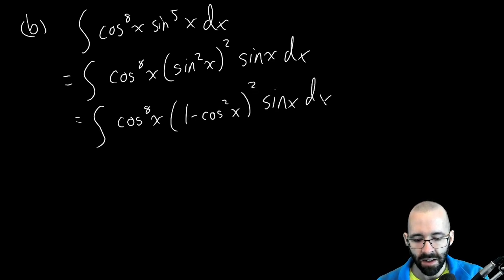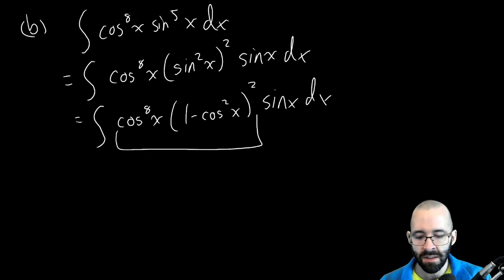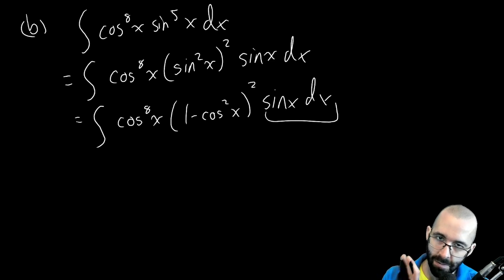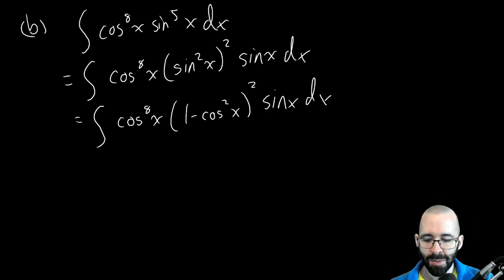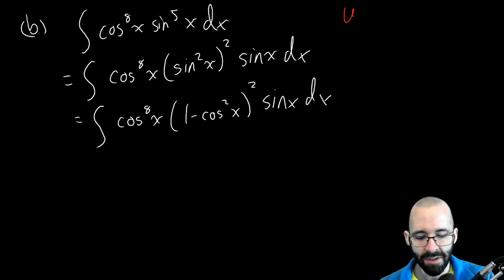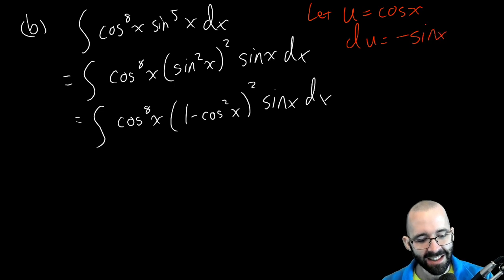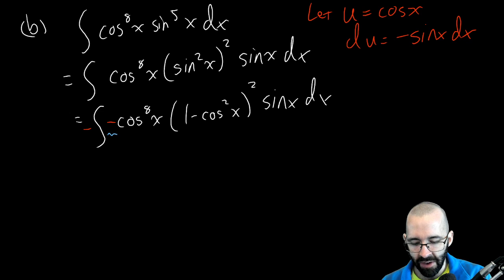And now, hey, look, we've got a bunch of stuff with cosines multiplied by the derivative of cosine, missing a negative. A U substitution will come in and save the day. So we say let U be cosine of x. Why? Every U substitution I've done has been with cosine, not sine. Du is going to be negative sine of x dx. So we add a negative, and then everything in blue is our du.